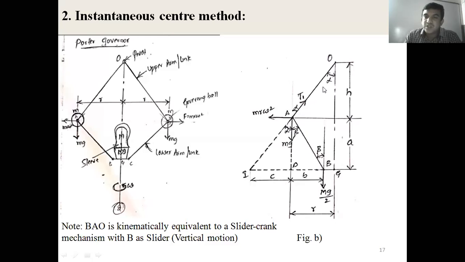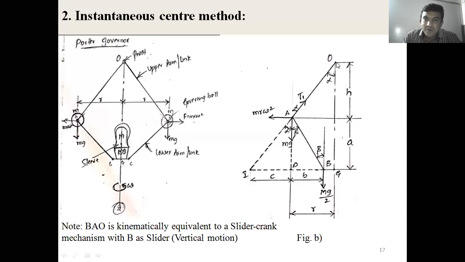Here OA has angular motion. What type of mechanism is it? A slider crank mechanism. At point B it slides, and the upper arm link AO undergoes rotary motion. That is called the slider crank mechanism. Note that BAO is kinematically equivalent to a slider crank mechanism with B as a slider in the vertical position. Then I want to determine the instantaneous center for this connecting rod AB.